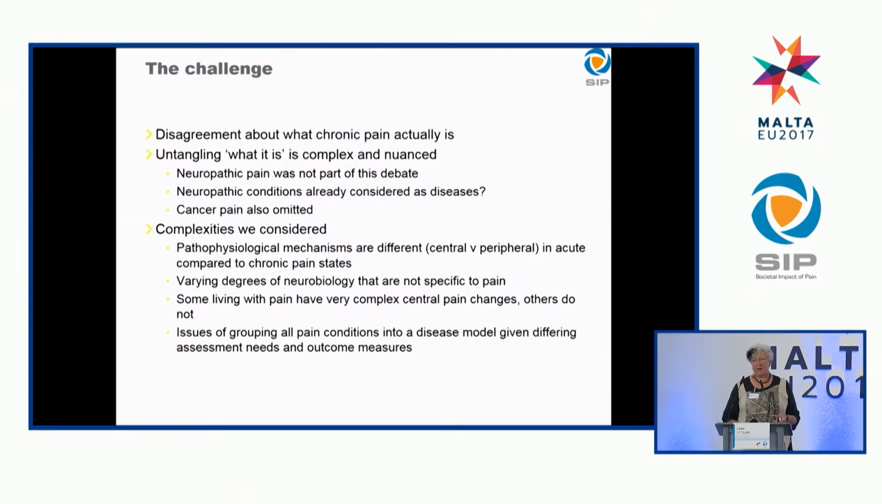We didn't talk about neuropathic pain because possibly neuropathic pain is a disease of the central nervous system, and we didn't deal with cancer pain. We considered various complexities around the pathophysiological mechanisms and structural changes as a result of pain. We had varying degrees of terminologies around pain, and we also looked at how some people who live with pain have very complex changes associated with those pains, and other people don't. So there's a huge variety of how people respond to pain. And we also looked at issues of grouping all pain conditions in a disease model. Should we actually do that? Because there's lots of different types of pain out there.